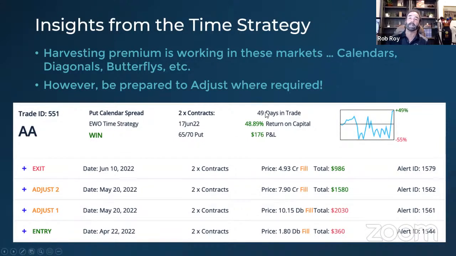Now, it took 49 days. The average on the time strategy is around 21 days. That's about the amount of time it takes to collect that IV crush and to get some time decay in our favor. So going out 49 days is about twice as long as normal, but we're in a weird market. I think everybody would agree with that. But in general, it's a recent one. You can see it just ended June 10th. So a very recent example here, but it shows you what the adjustment process can do.